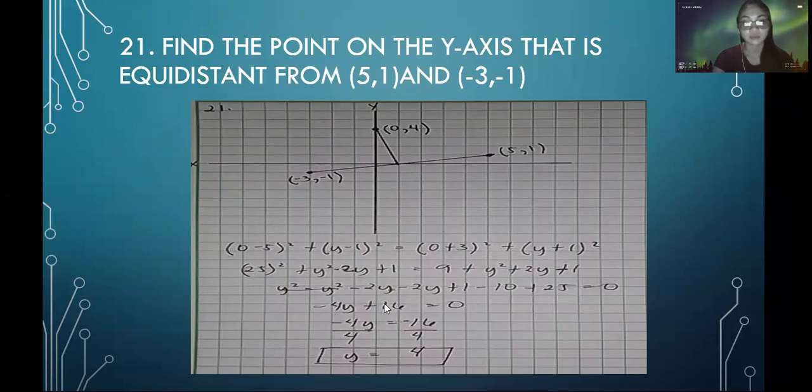transpose 16 to the other side. So it will become negative 4y is equals to negative 16. Then divide both sides by 4. So it will cancel. So the final answer is, the y-axis is equals to 4.